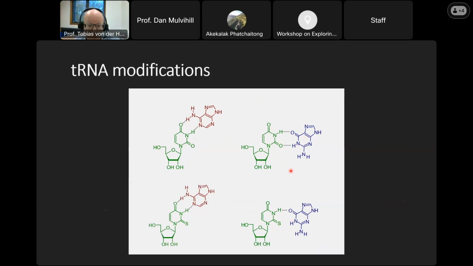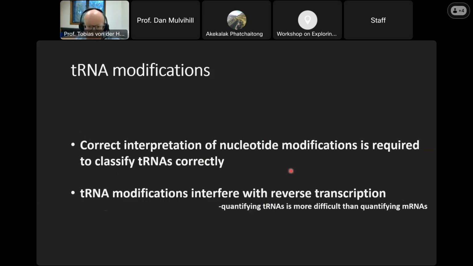tRNAs are very heavily modified, not just in the anticodon region, and modifications elsewhere have to do with tRNA stability, but also with recognition by tRNA synthetases, so the enzymes that load the correct tRNA with the correct amino acid. So in summary, for the tRNA modifications, we need to understand how these weird modifications affect base pairing if we want to correctly interpret the base pairing patterns between anticodons and codons, and that's at the moment still one of the limiting things in our computational models.